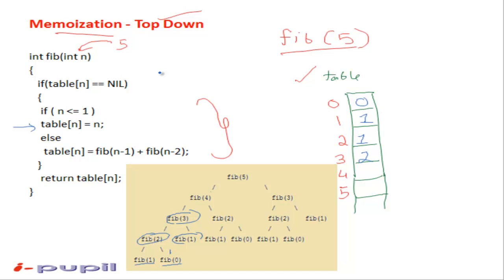Next, Fibonacci of 4 is computed from Fibonacci of 3 and Fibonacci of 2, which is already stored in the table and hence becomes equal to 3. Similarly, Fibonacci of 5 is computed as 5. This becomes our final answer. Thus, this forms the memoization technique for solving our problem.